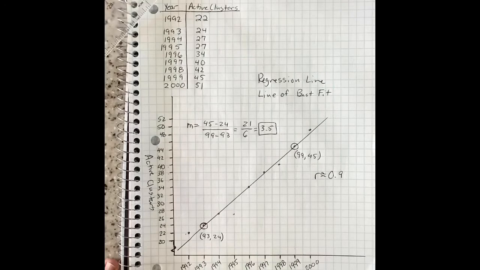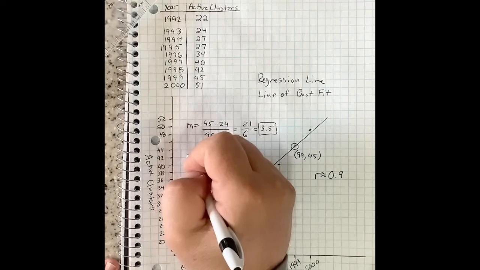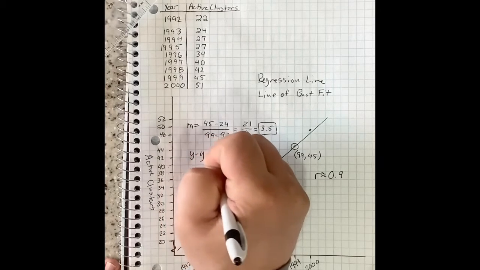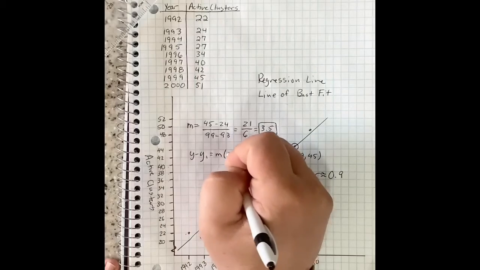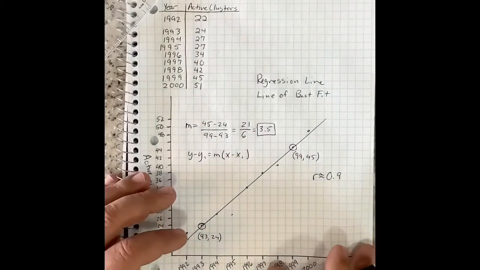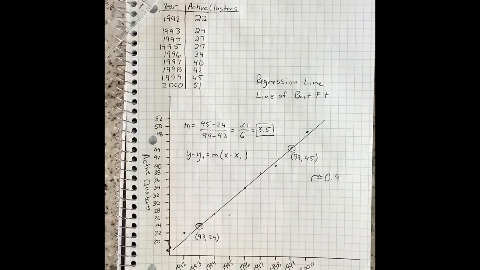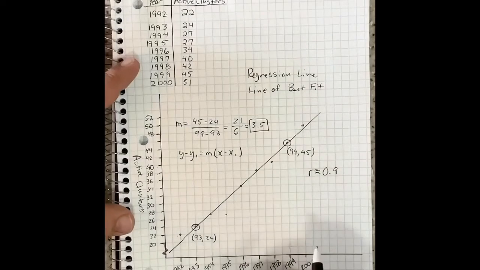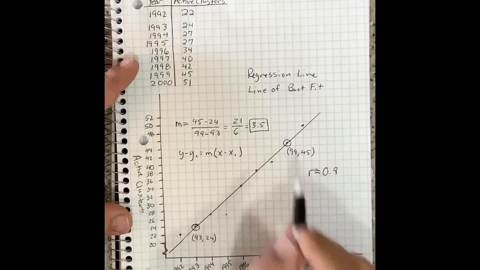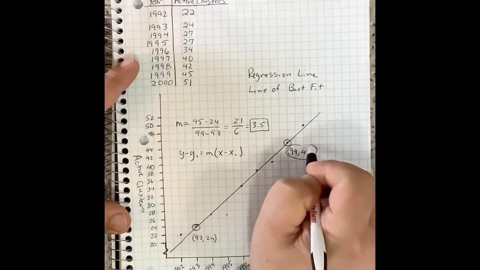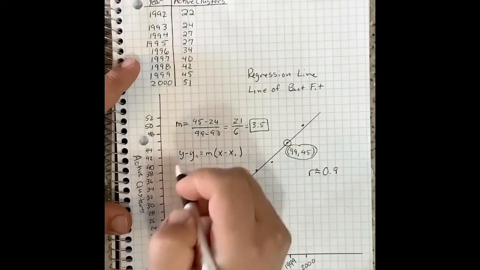Now, the next thing I need is my point-slope form, which is what we've been discussing in the previous assignments last week. y minus y sub 1 equals m times the quantity x minus x sub 1. Now we're going to plug that in. At this point, I choose a point, and it doesn't matter which one you use. Believe it or not, it's going to turn out exactly the same. So I'm just going to choose this one right here, 99, 45.